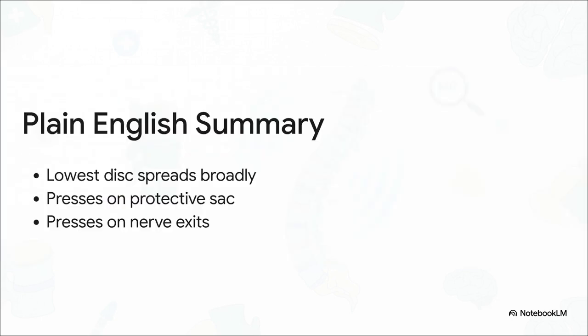So look at what we've done here. We've taken an entire terrifying-sounding medical sentence and boiled it down to 3 super approachable facts. First, the lowest disc in your spine is spreading out broadly. Second, it's gently pressing on the protective nerve sac. And third, it's also pressing on the side channels where your nerves exit. That is exactly what your MRI report is trying to tell you, completely stripped of all the intimidating clinical jargon.